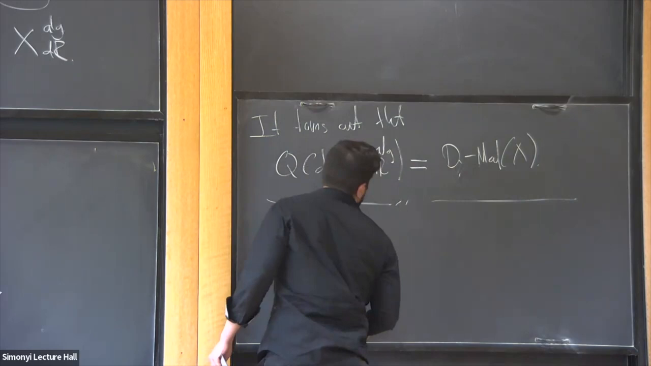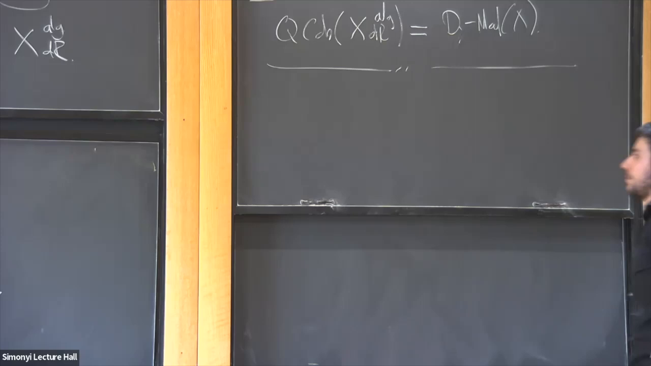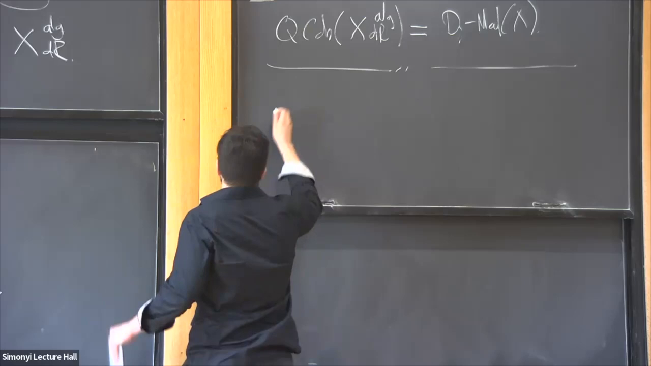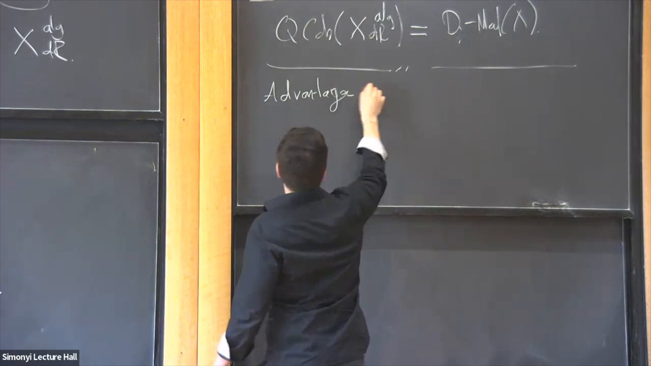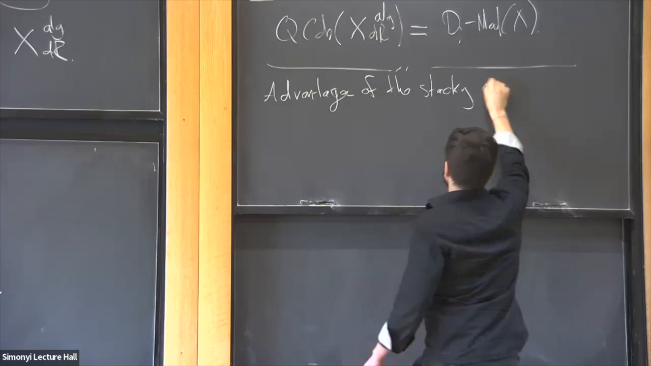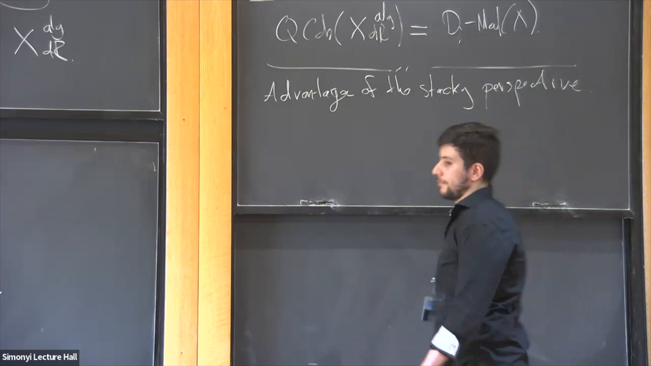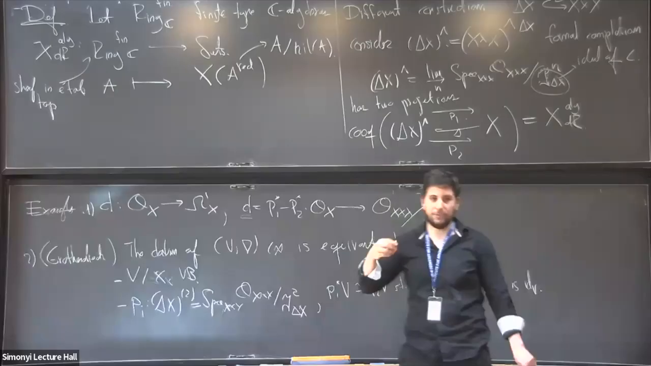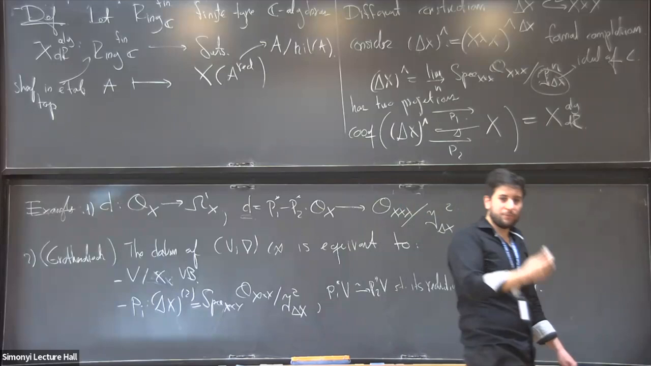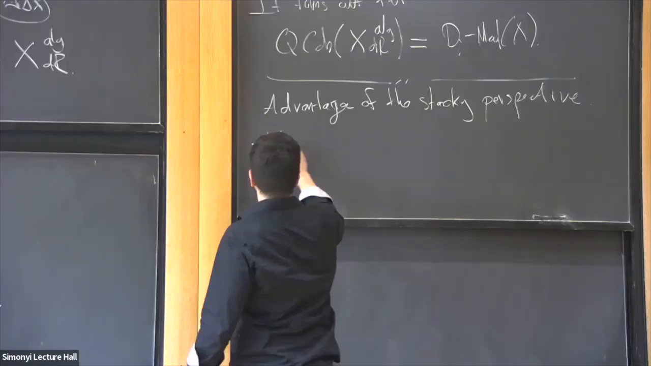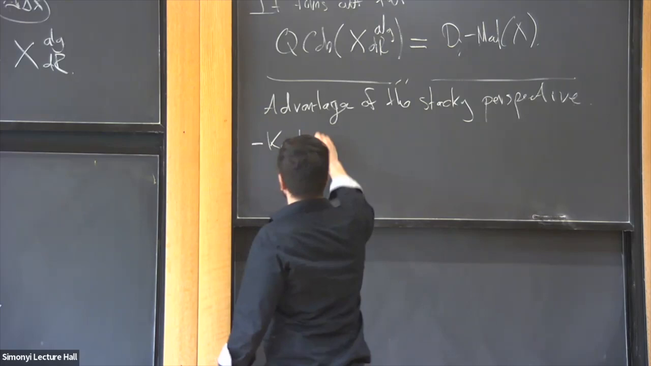a classical algebraic de Rham stack. Maybe I should say a couple of nice properties here, some advantages of the stack perspective. What is difficult is to relate these quasi-coherent sheaves with actual D-modules. But once you have this, things like the Kashiwara equivalence are trivial.